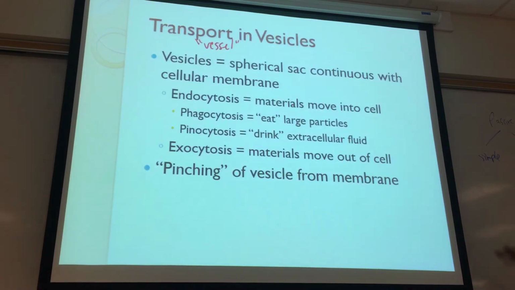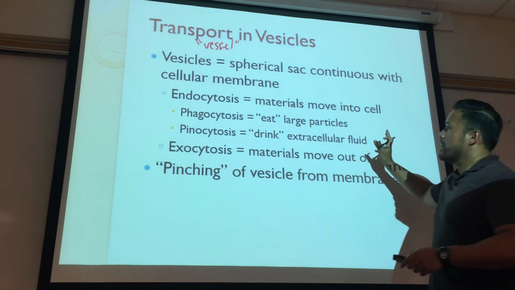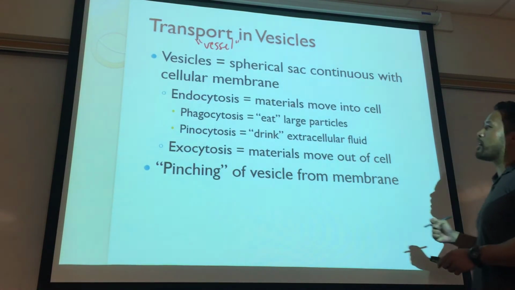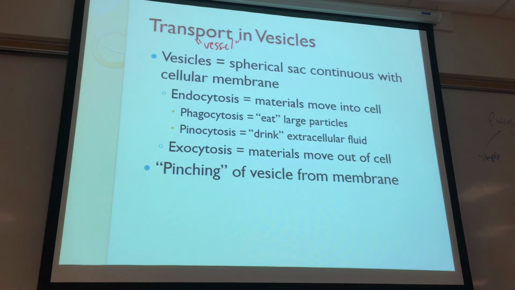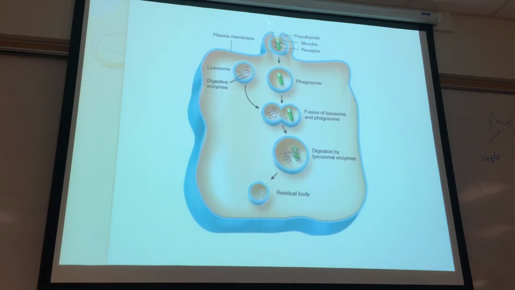And what cells do is that they can take in things from the outside world, things that move into the cell. And this is what we call endocytosis. If you look at the term, endo means into. So things moving into the cell. The exact opposite is exocytosis. Things that move out of the cell. This example is an example of things into.